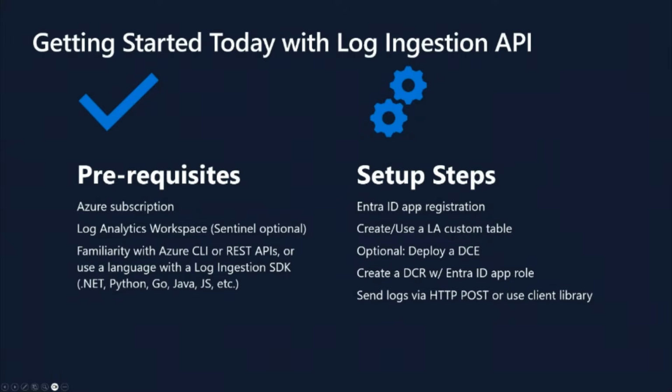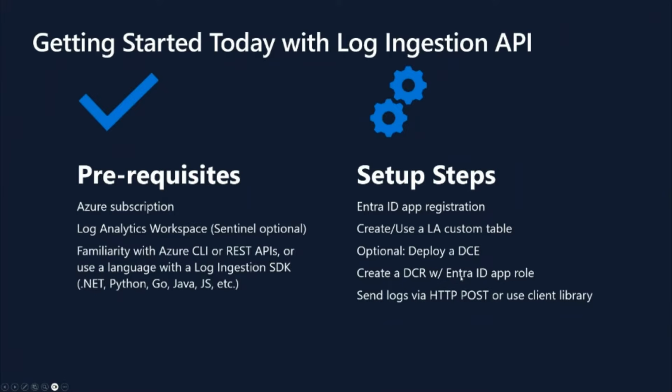The setup steps are pretty straightforward. I've already set up an Entra ID app registration. I've created a new custom table in my Log Analytics workspace. I didn't have to deploy a DCE because I'm not using Private Link. I've created that DCR, that configuration, and for the most part it's just defining the schema and the destination, which is my custom table. And I've associated an Entra ID app role so that it can write to that custom table.